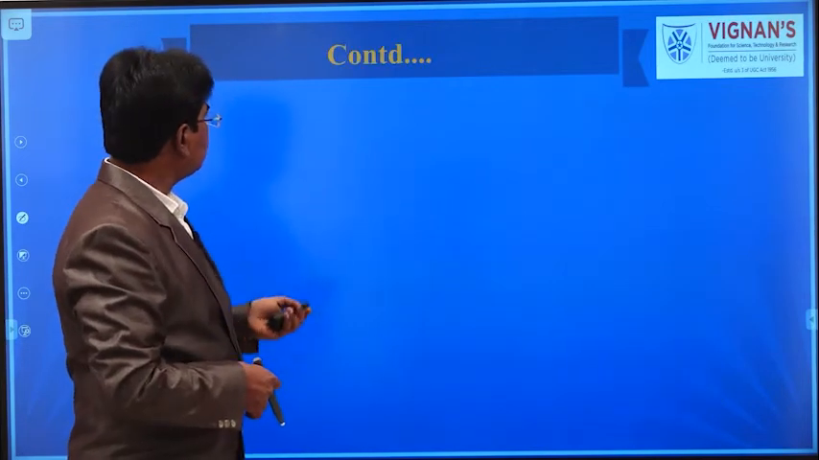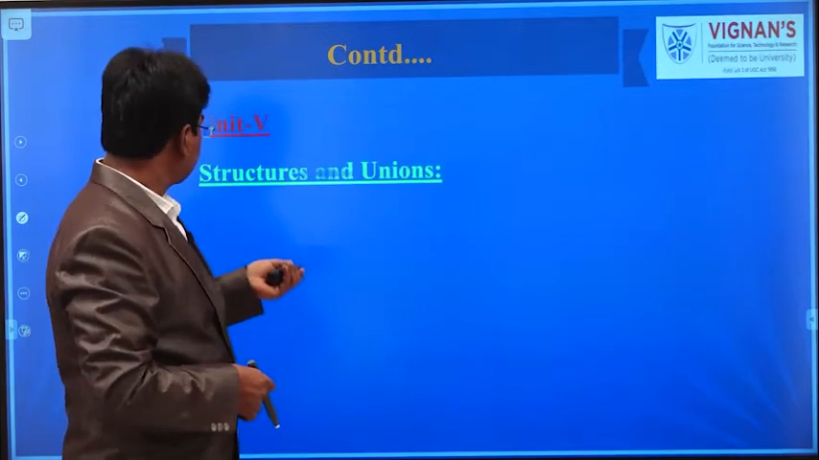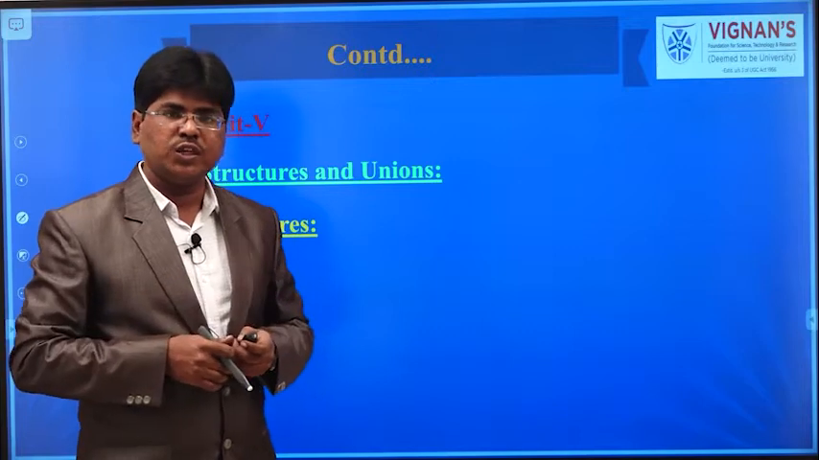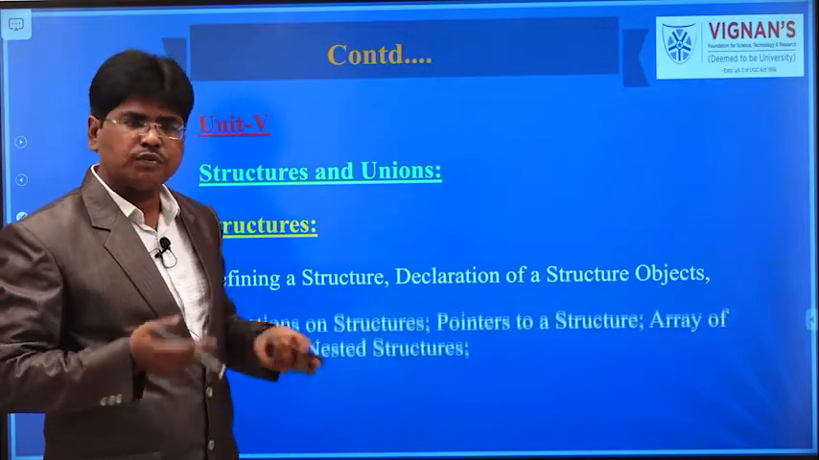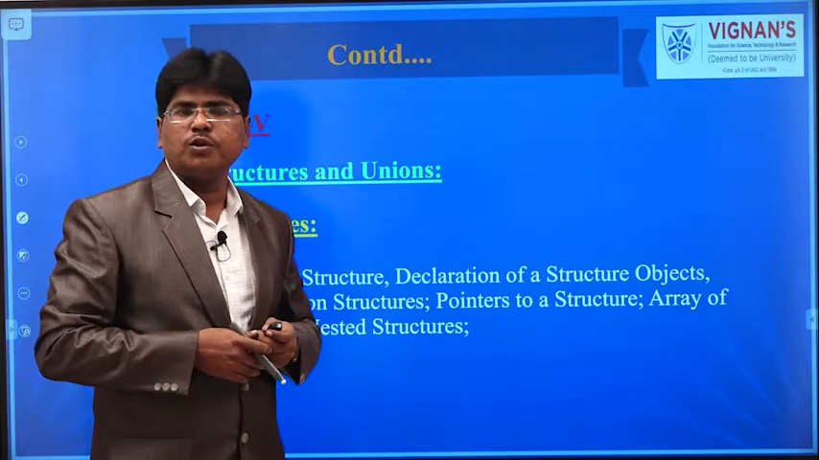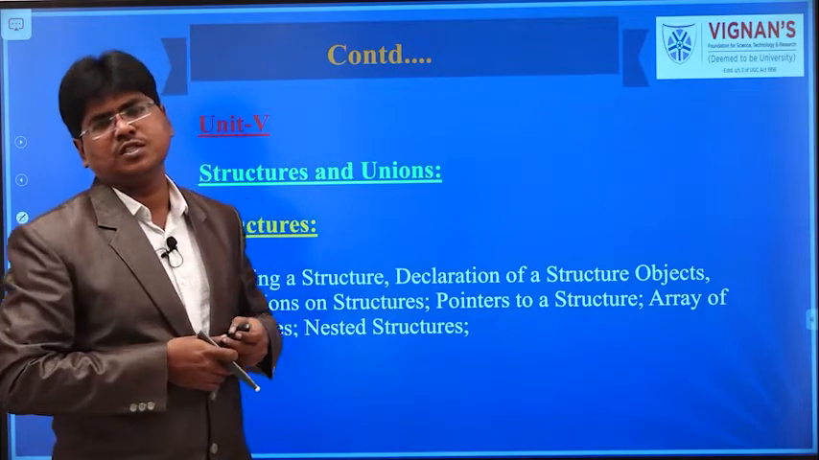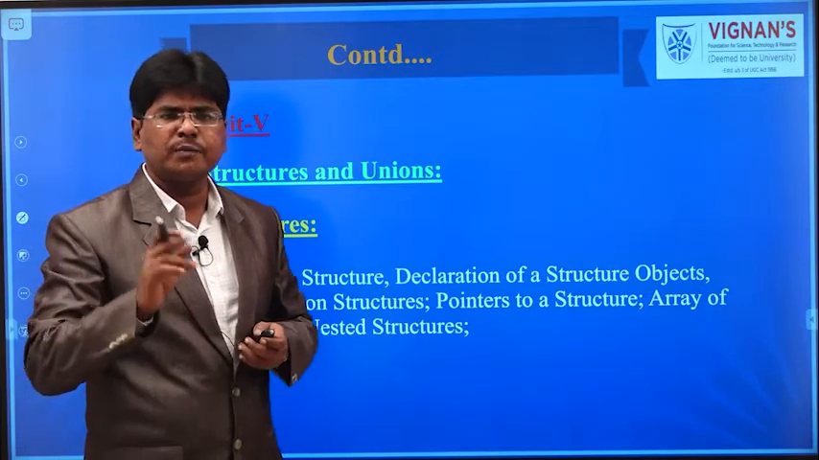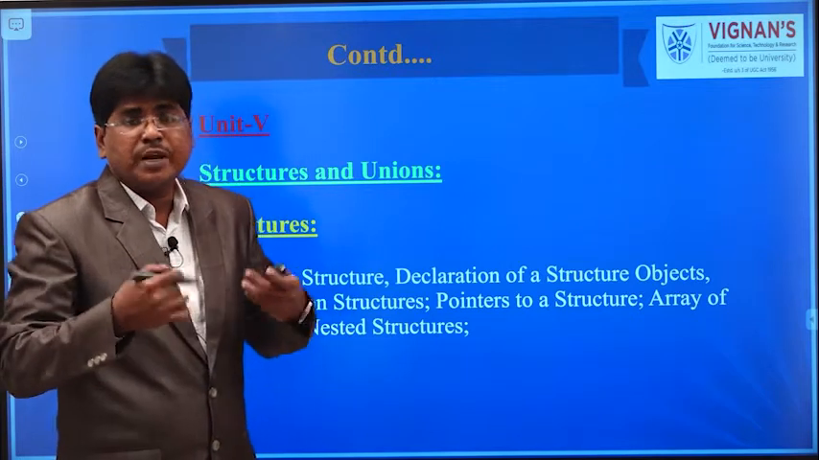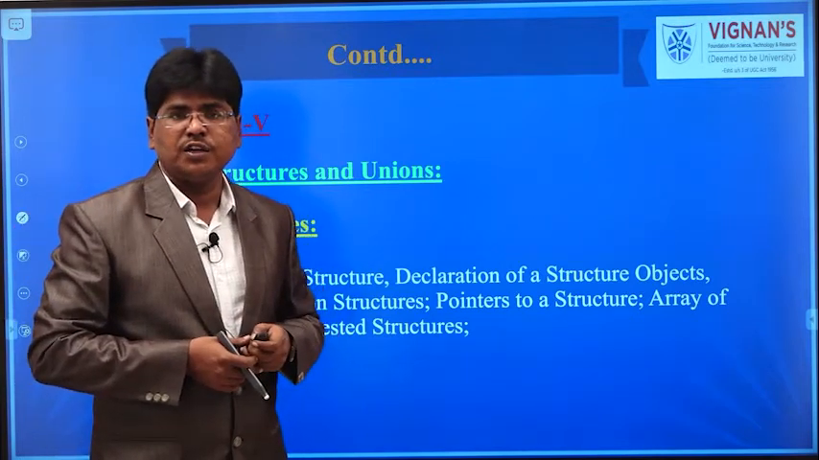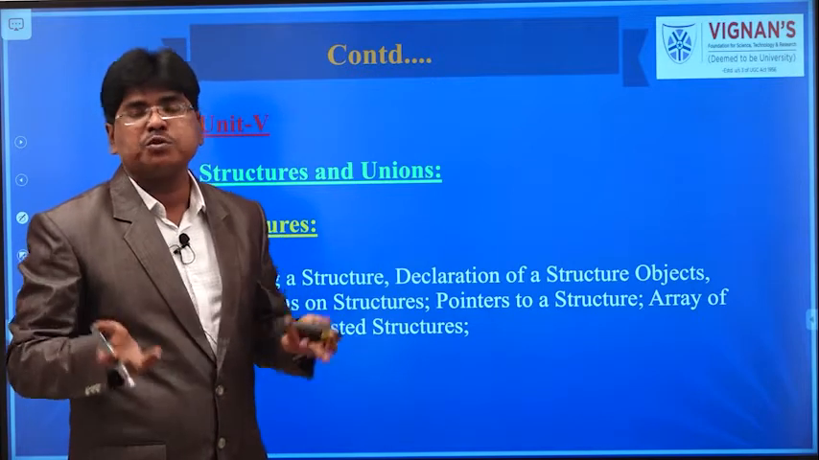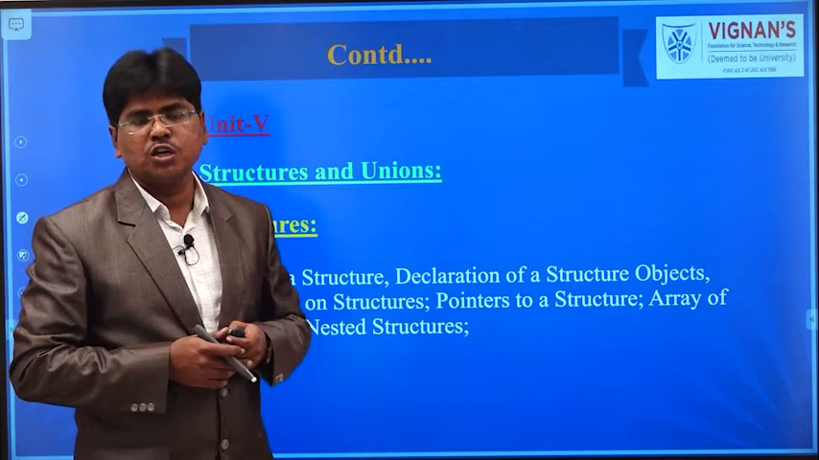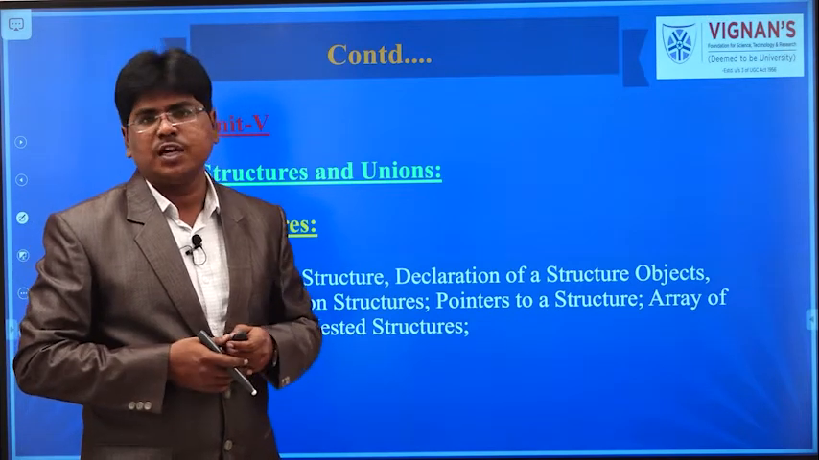Coming to the last one, we have the fifth unit. It is completely based on two concepts: one is structures and another one is unions. So what is the meaning of structure and what is the meaning of unions? I think all of you know about arrays. The quite opposite of arrays is structures. In arrays we store data sequentially, and only similar data types can be stored. But sometimes there might be a need for storing different data types also. Then how is it possible? With the help of structures only, we can store different, heterogeneous data elements.